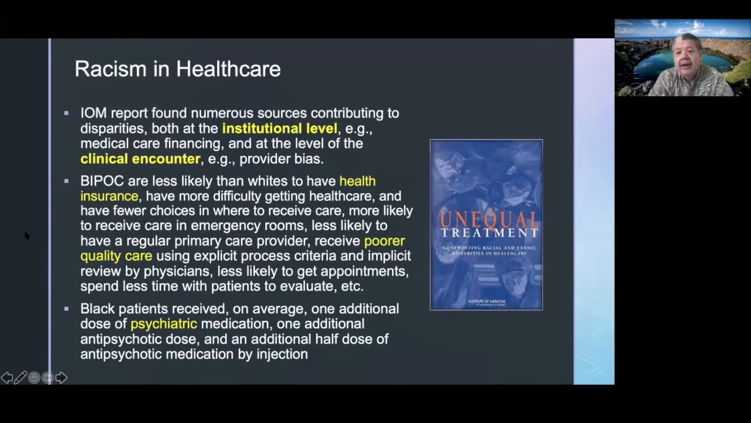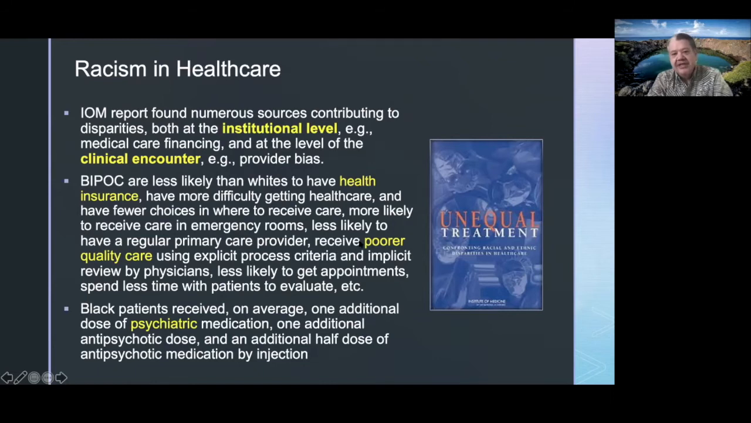Racism in healthcare. I want to just recommend Unequal Treatment. It's not the latest book that's out, but it's one of the most comprehensive, and the first, really. It was seminal in speaking to racism in healthcare at the institutional level, the financing level, and at the clinical encounter level with regard to provider bias. And studies have shown that implicit bias at the provider level is actually quite high, and that all of those things have implications for how we provide healthcare services.